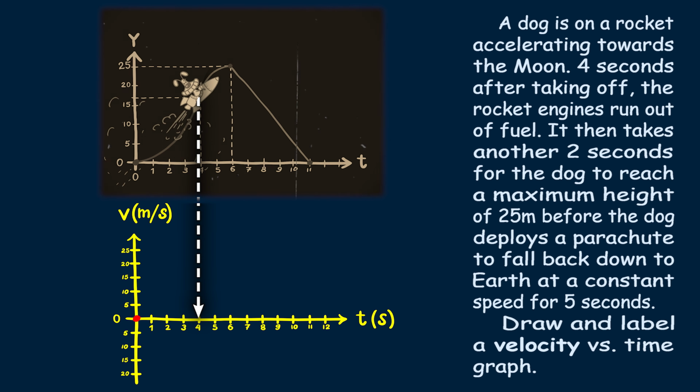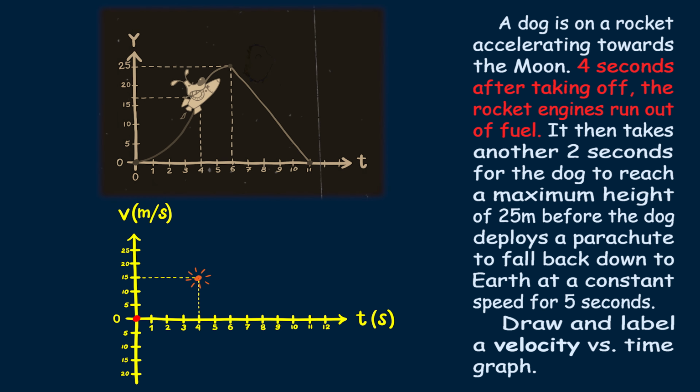Going to the next critical time point when t equals 4 and the rocket engines have run out of fuel, we notice that the slope is now positive, which we can approximate as a positive 15 meters per second. So on our velocity graph at t equals 4, we're going to put a dot at v equals 15.